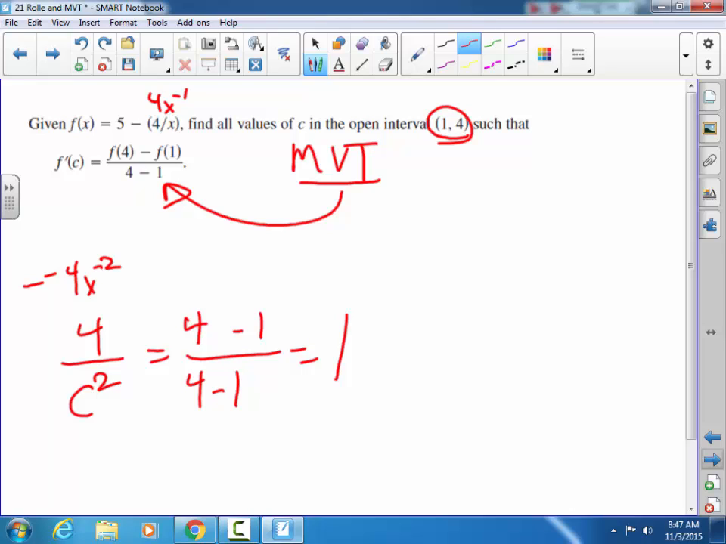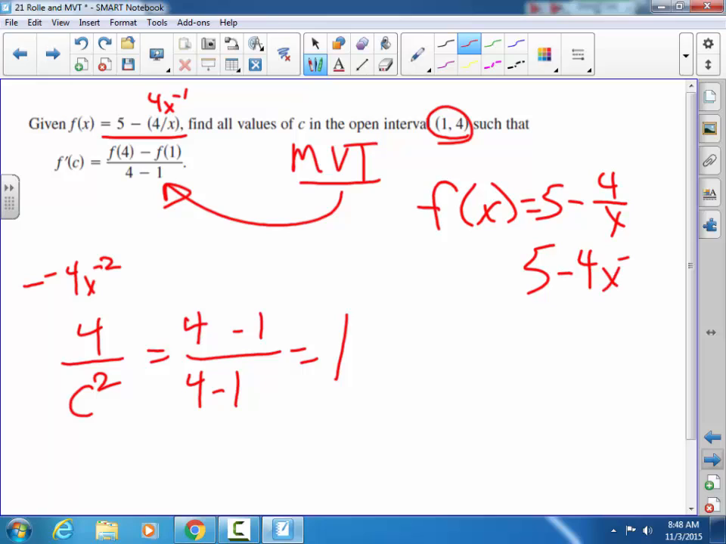So what do we get for c? Where do you get 4? How do you get 4? Where do we get this? Okay, taking the derivative of this function, f of x equals 5 minus 4 over x, which is 5 minus 4x to the negative 1. 5 is going to go away. If I take that derivative, that makes it positive 4x to the negative 2. So if we solve that out, we get 4 over c squared equals 1, which means c squared equals 4. So c is plus or minus 2.